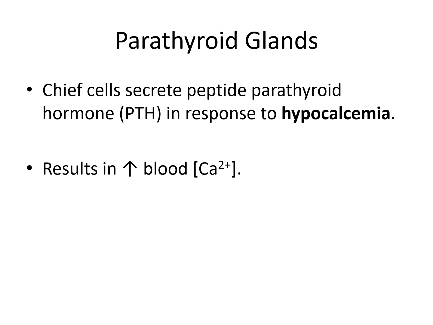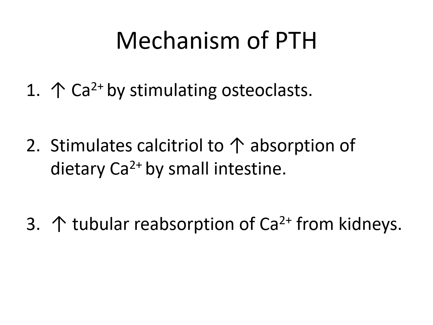Parathyroid glands have cells called chief cells, and these secrete the parathyroid hormone, or PTH, in response to hypocalcemia. So this is in response to a low blood calcium level. As a result, parathyroid hormone will increase blood calcium levels. So here we have calcitonin from the thyroid gland and parathyroid hormone from the parathyroid glands that are antagonistic to one another to help maintain blood calcium levels. So how does parathyroid hormone work?